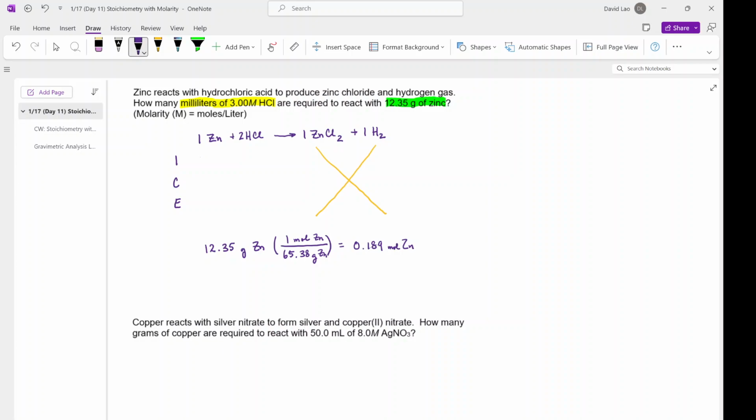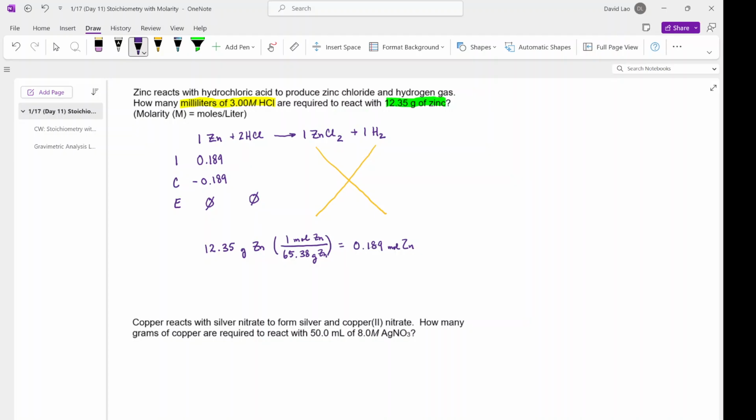And I'll go ahead and plug that into my table: 0.189. Now, in this problem we can also make another assumption. Because we're going to fully react both the zinc and the hydrochloric acid, we can assume the end amounts are going to be 0. Now, if the initial amount is 0.189 moles of zinc and the end amount is 0, we know that the change in this column is going to be negative 0.189.